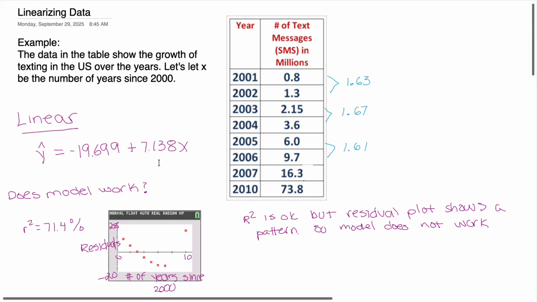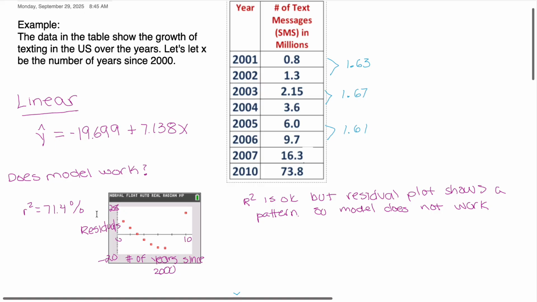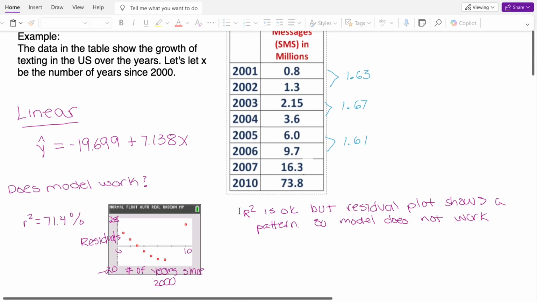After we enter all of that data into our calculator, graph the function and get a residual plot, we got a graph like this. So we really want to ask ourselves, does this model work? From our previous lessons, we know that for a residual plot to satisfy our rules, it should be completely random. It should not have any fan shape or any patterns. And this clearly shows the opposite. It has a pattern. And we got an r squared equal to 71.4%. So this residual plot definitely does not work, because r squared is okay, but the residual plot shows a pattern, so the model does not work. How are we going to do this problem then?